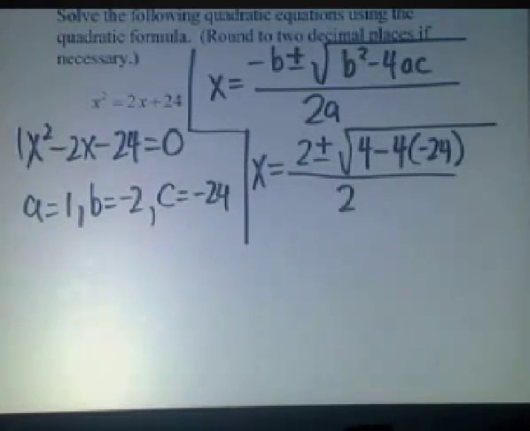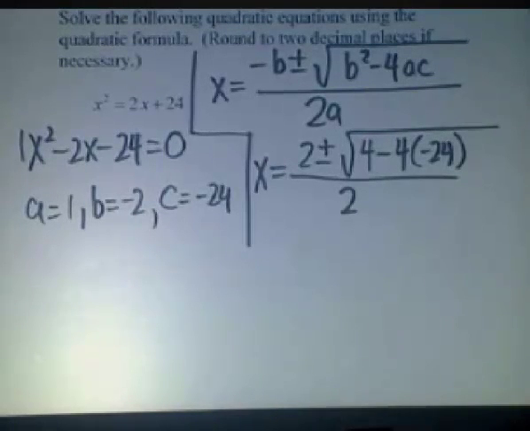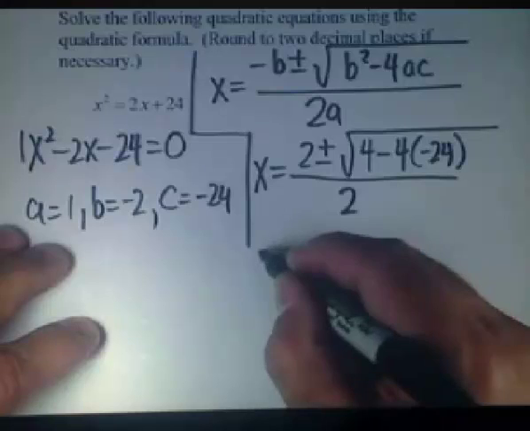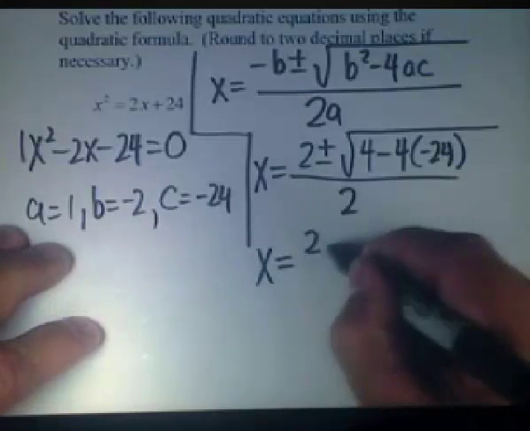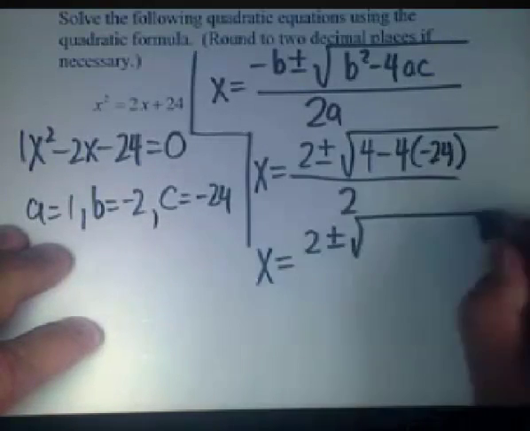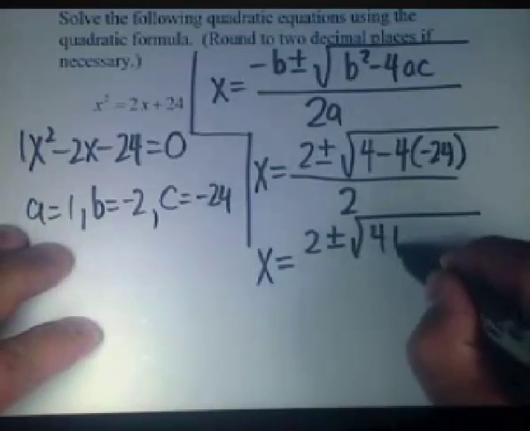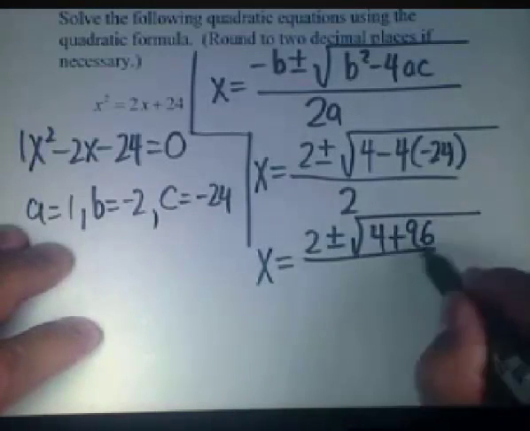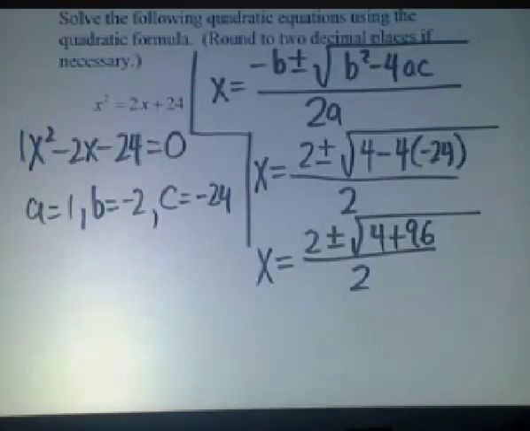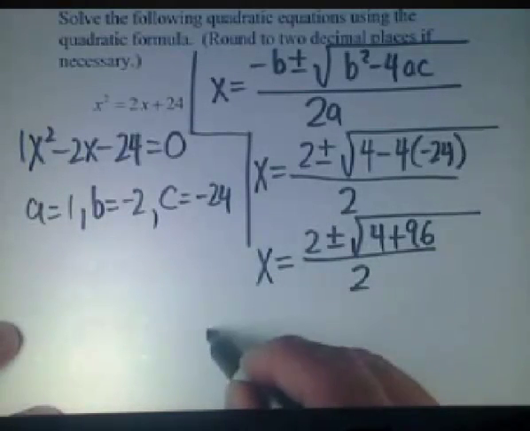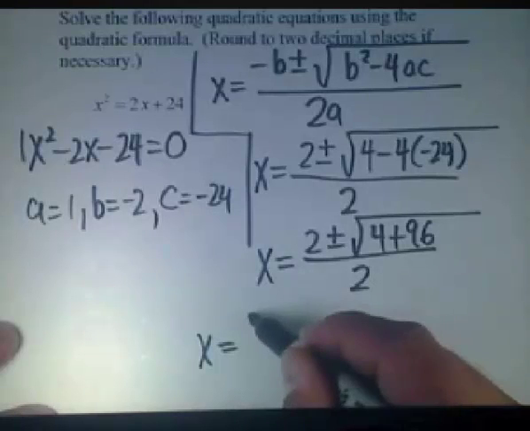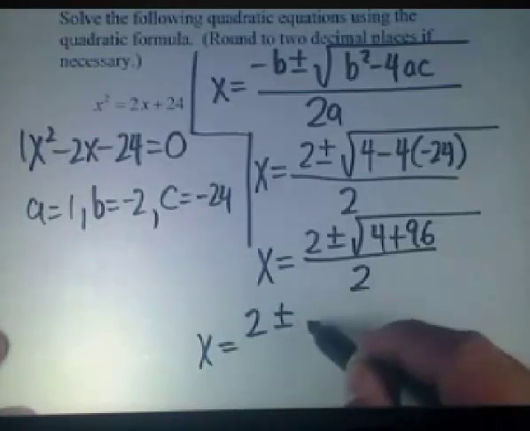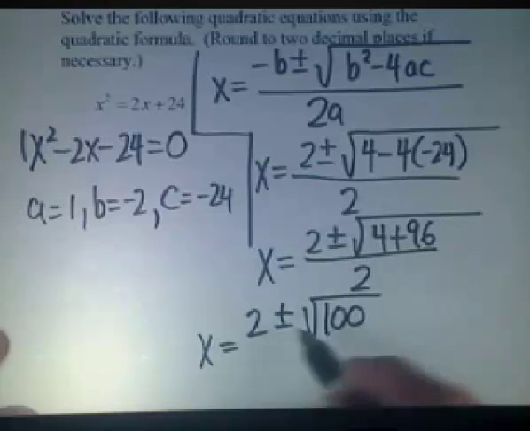Now we need to do some simplification here. Within those parentheses, we have 4 minus 4 times a negative 24. When we multiply the 4 and the 24, we get a 96. So we can say x is equal to 2 plus or minus the square root. Now be careful. This is 4 plus 96 all over 2. So we got to once again simplify inside the radical before we do anything else. We have 2 plus or minus the square root of 100 all over 2.